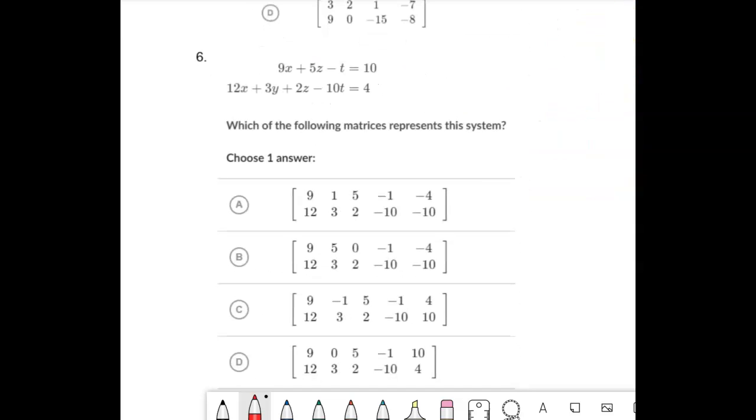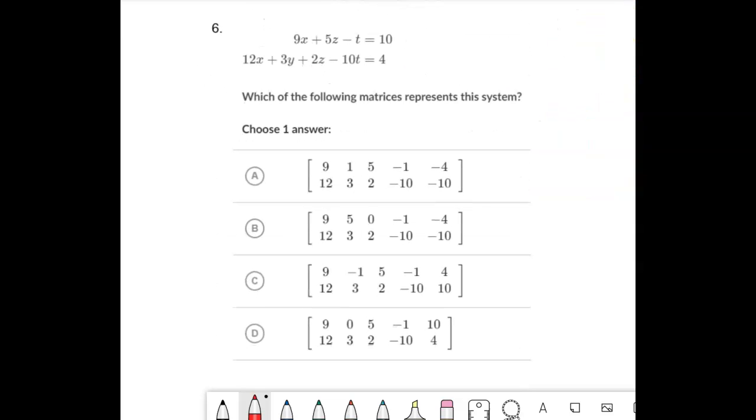Number 6. All right, so let's see what we got here. We're going to make another matrix. Now, I see x and I see z and negative t. Now, you notice how this one has a y on the bottom. So if this top one's missing y, it's a 0y again, same situation. Let's put these numbers in here. So x is 9, y is 0, z is 5. That t is a negative sign, which means negative 1.